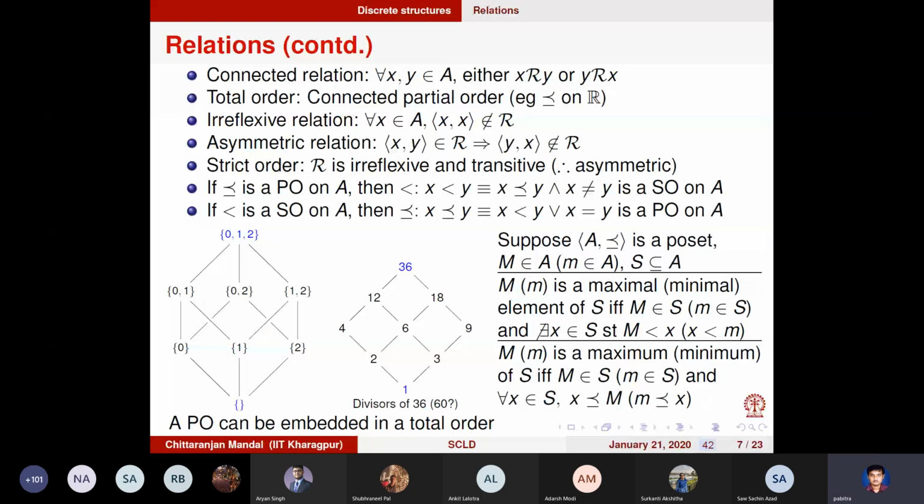So note this. Maximal is kind of defined from outside. There is nobody above this. Whereas the maximum is defined from inside. That means everybody inside is below this.